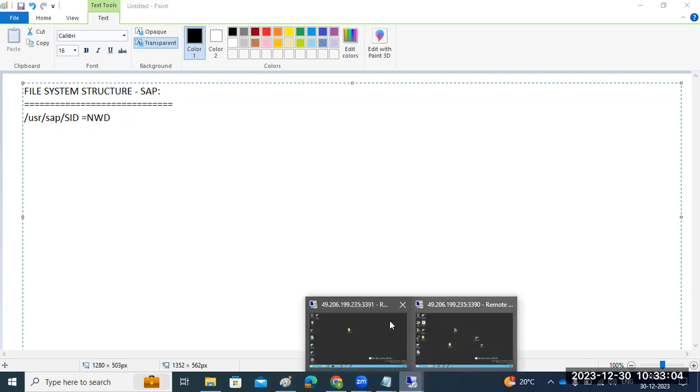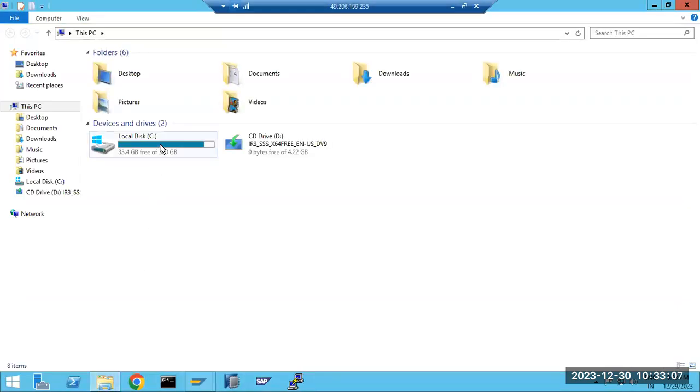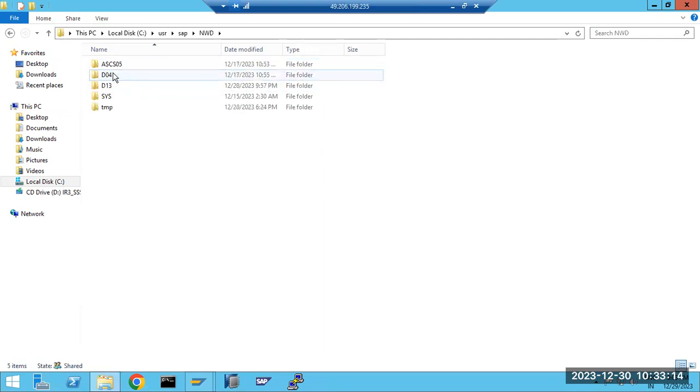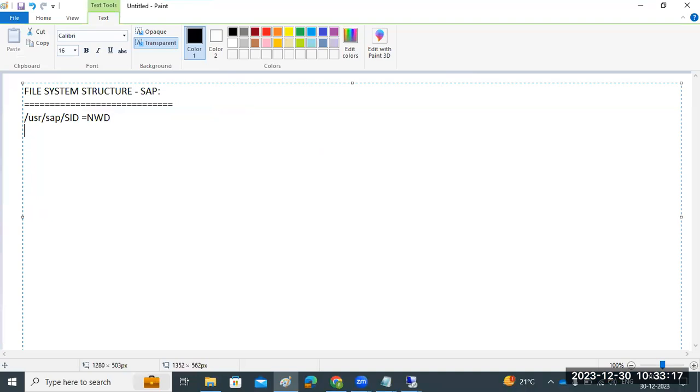So you can see here, whenever you do the installation, just go here: /usr/sap, then the SID NWD is created. Under the NWD, three directories are created. One is SYS, the second one is the D instance number, and the third one is the ASCS instance number. For the D instance number, suppose you give instance number 04, then D04 will be created. During the installation we allocate the instance number.